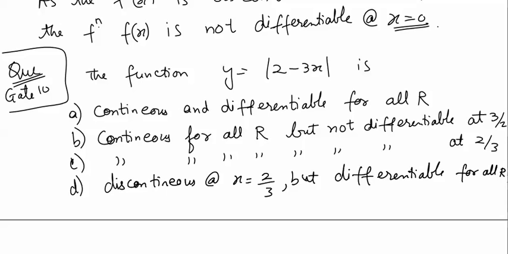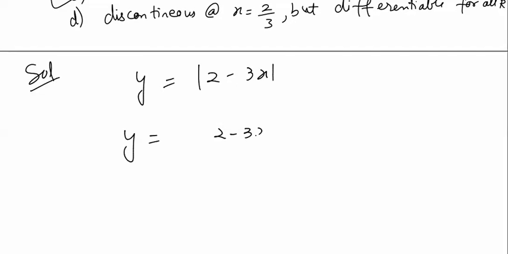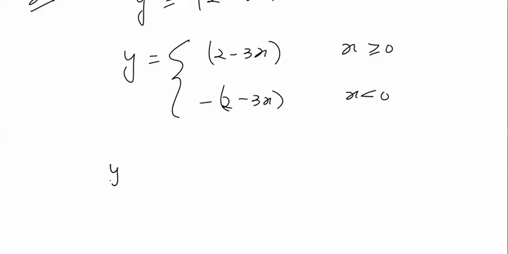Simply, what should be your answer? Yes, very correct. It should be continuous for all R but not differentiable at x equal to 2 by 3, because at that point the f dash x will be discontinuous. If you want the solution, you can very easily find it. It is nothing but the modulus of 2 minus 3x. So the function can be written as 2 minus 3x for x greater than or equal to 0, and minus of 2 minus 3x for x less than 0. If I differentiate, y dash will give me minus 3 and this will give me 3. So you can easily identify that particular thing.